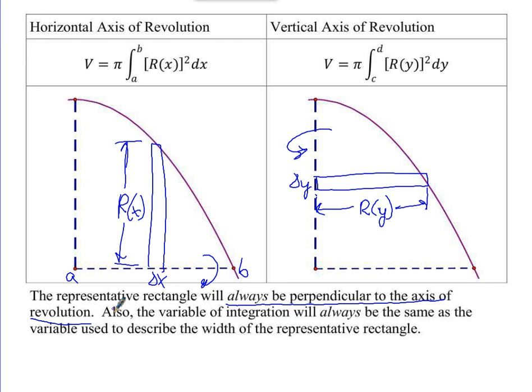Also, the variable of integration will always be the same as the variable used to describe the width of the representative rectangle. So that's how you set up these problems conceptually. If you can do this, then you can do the problems for sure. So next time we'll get into the practice problems that we have for the disk method, and then once we're done with that, we'll also move on to the next method after the disk method, which is called the washer method. It's very exciting.